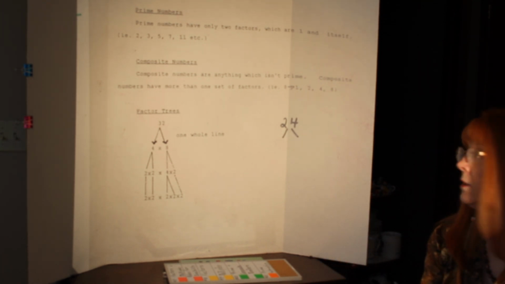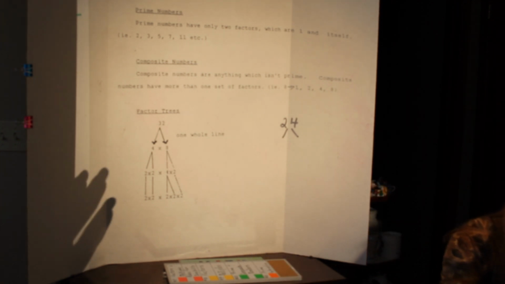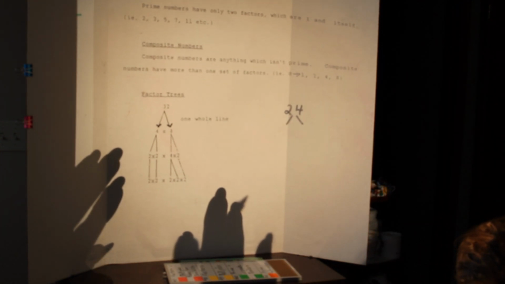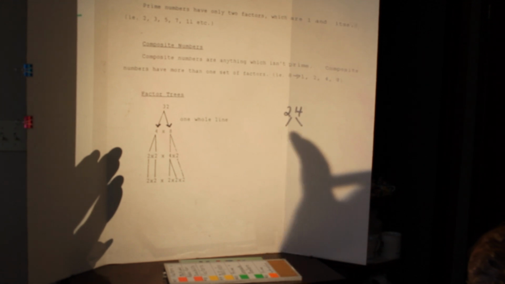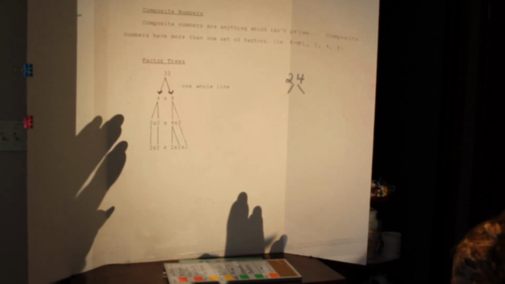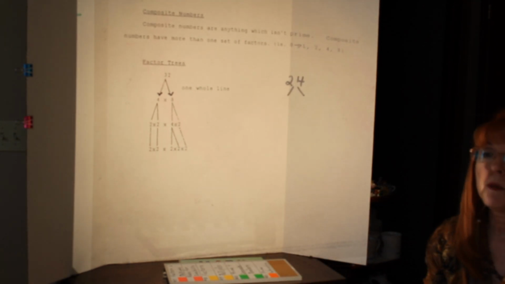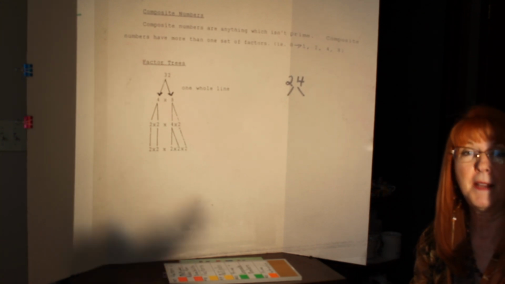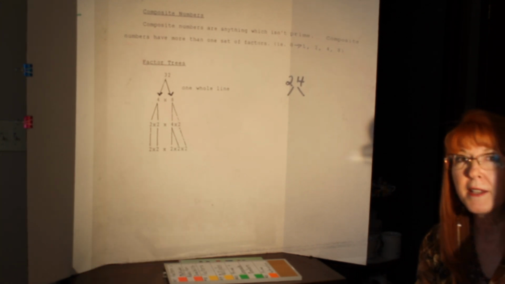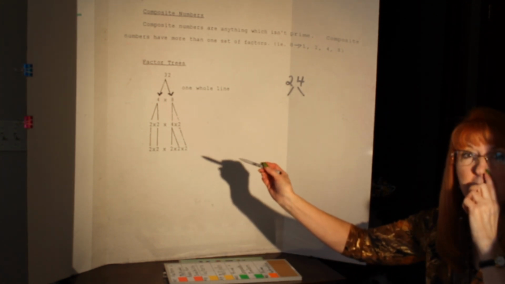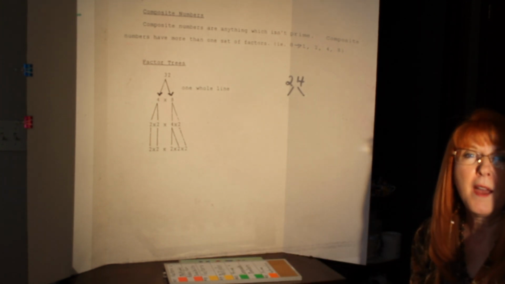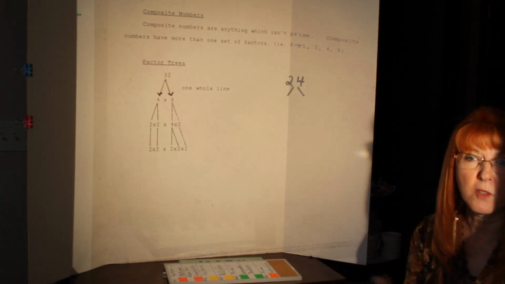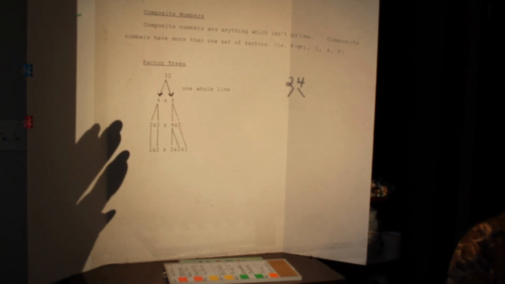So in this case, 4 times 8. I'm going to move this up a little bit. Keeps getting stuck on this one little thing. So 4 times 8. Alright, 4 is not a prime number, 8's not a prime number. What we're trying to get to is the very bottom where you have only prime numbers. That's why it's called prime factorization.